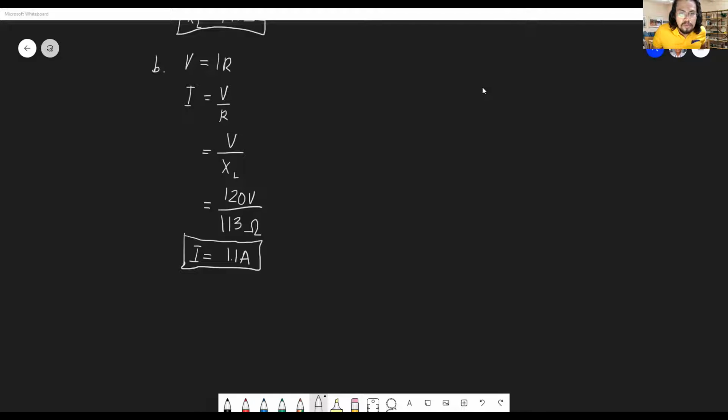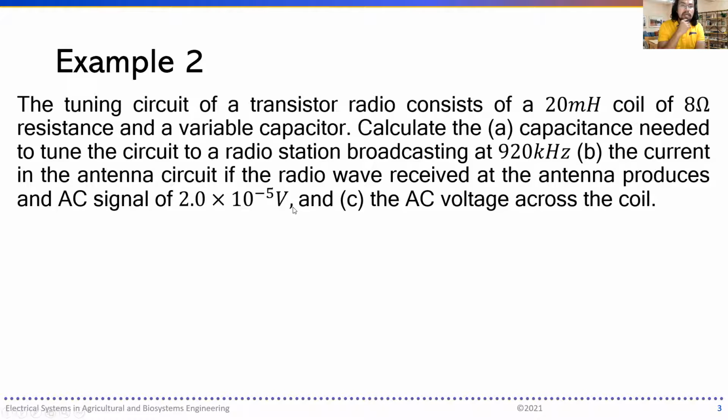And we go to the next problem. We are going to talk about another circuit. In this problem, we have a transistor radio consisting of a 20 millihenry coil of 8 ohms resistance. Instead of having the frequency across the resistor or the inductor, we have the equivalent resistance provided.